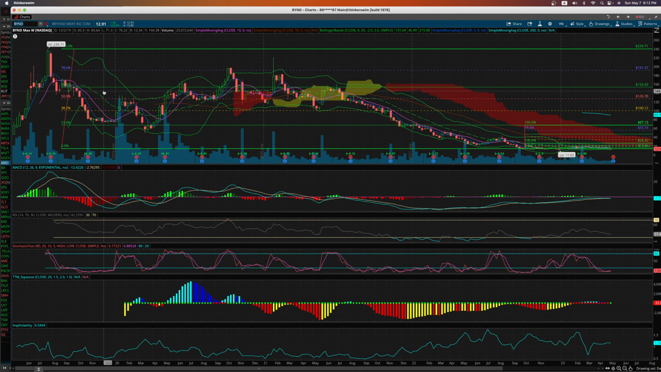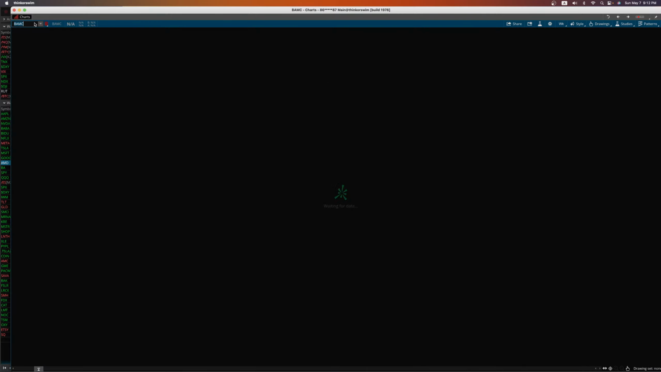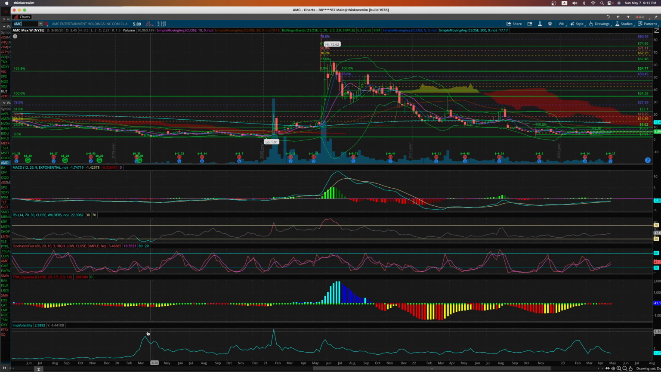I remember when Beyond went to 300. Look here, it went to like 1.17. That's crazy. Let me show you AMC when it was just going crazy, or I'll show you GME too. So you can see here how the IV was going up. You see this jump, how the IV went up. Here when it jumped, IV went up.